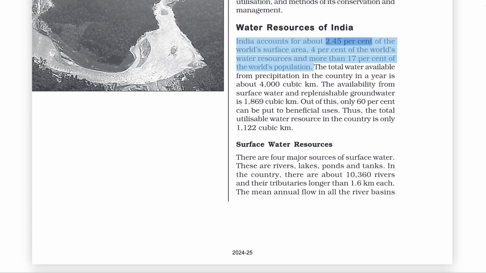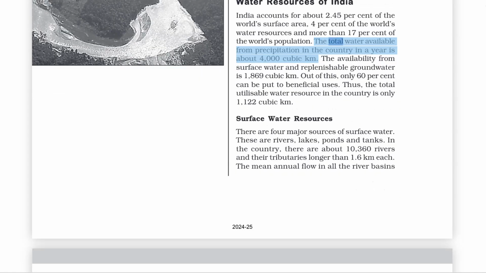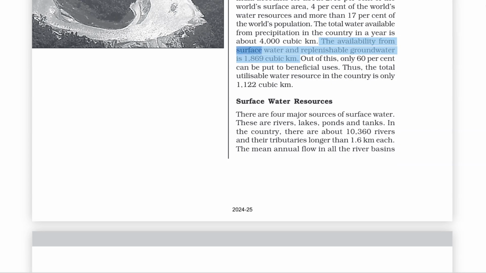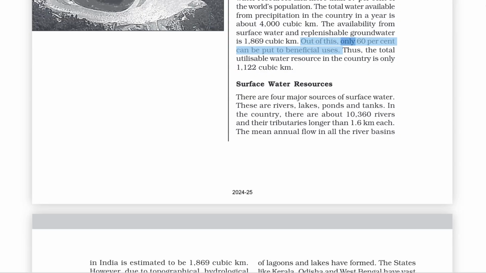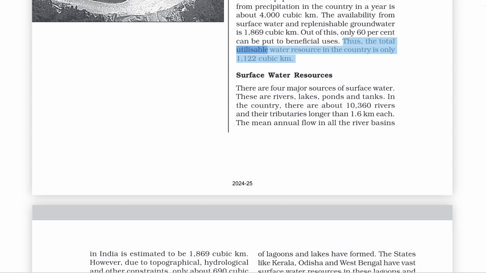Water resources of India. India accounts for about 2.45% of the world's surface area, 4% of the world's water resources, and more than 17% of the world's population. The total water available from precipitation in the country in a year is about 4,000 cubic km. The availability from surface water and replenishable groundwater is 1,869 cubic km. Out of this, only 60% can be put to beneficial uses. Thus, the total utilizable water resource in the country is only 1,122 cubic km.